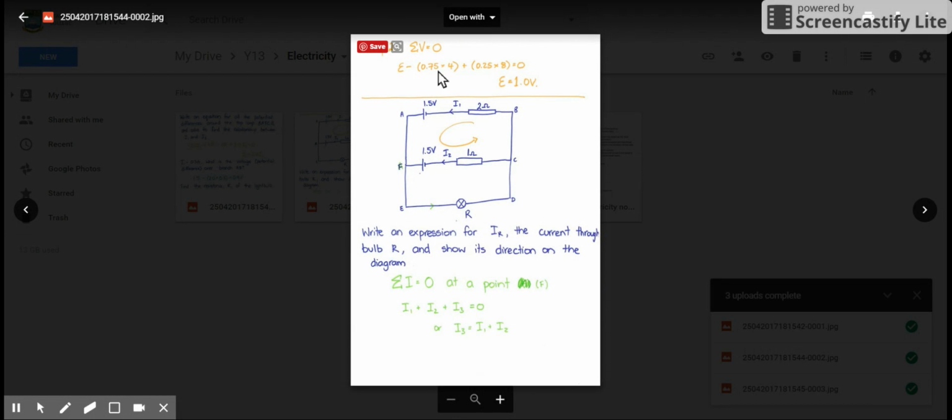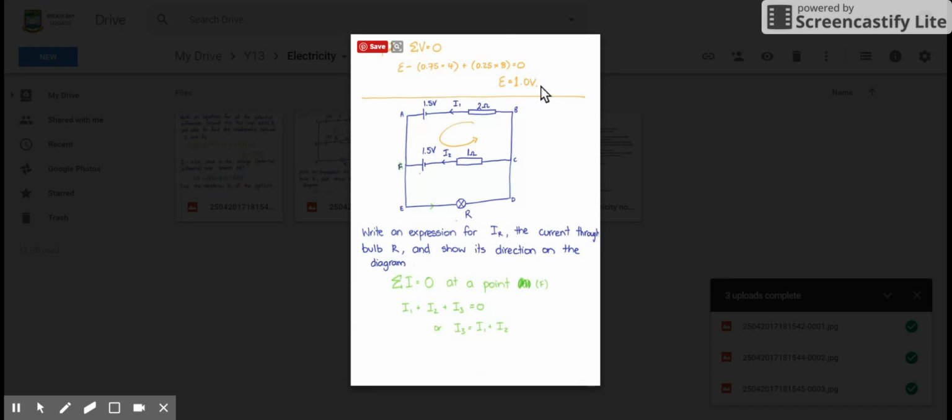We're still walking through our loop in the same direction as the current when we get to this 4 ohm resistor, so it's going to be a minus. Okay, so minus 0.75 times 4, that's Ohm's law there. But this next one's going to be a plus, because this time we're walking against the current flow for this one here. Okay, and that's why we get 0.25 times 8, I3 times the 8 ohm resistor. And that works out to give us a 1 volt EMF on that battery there.